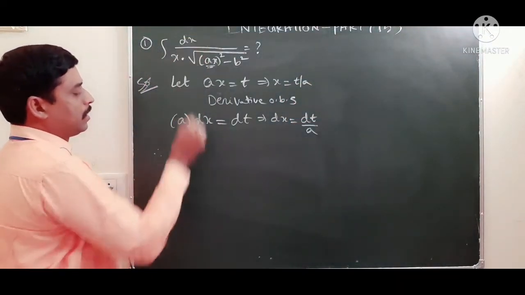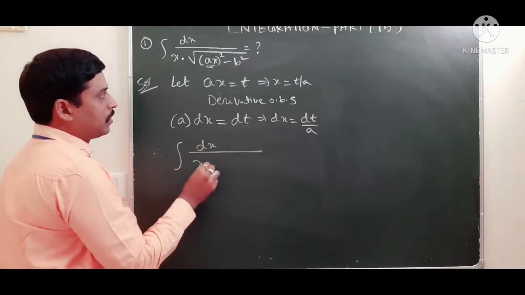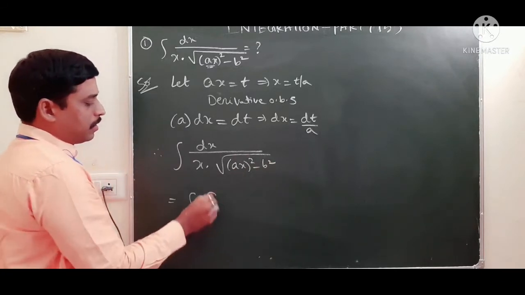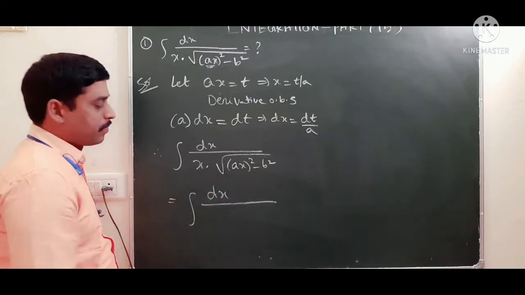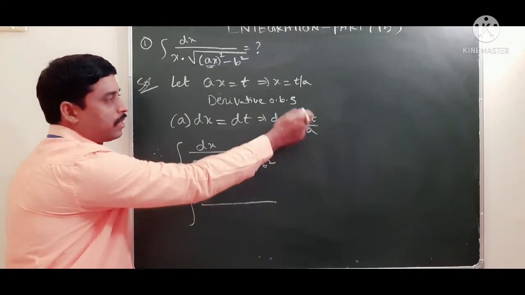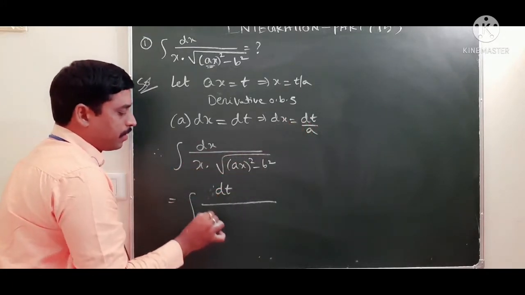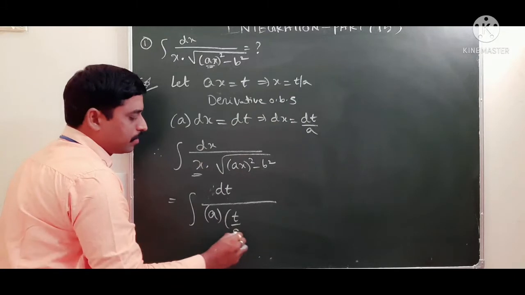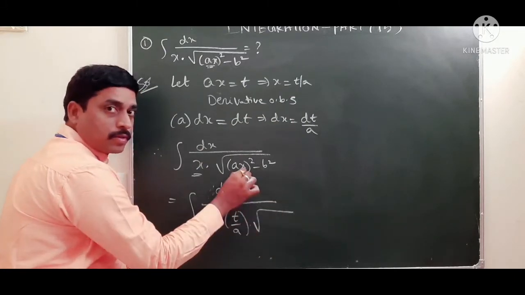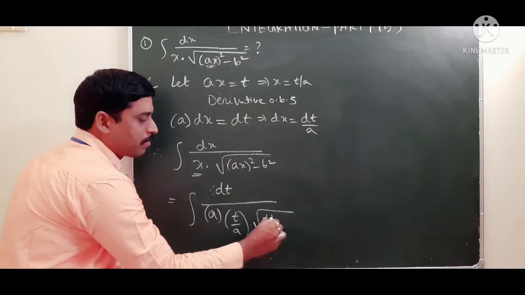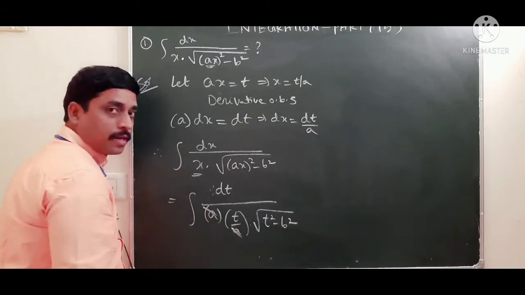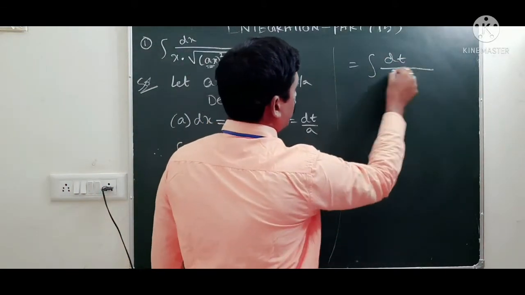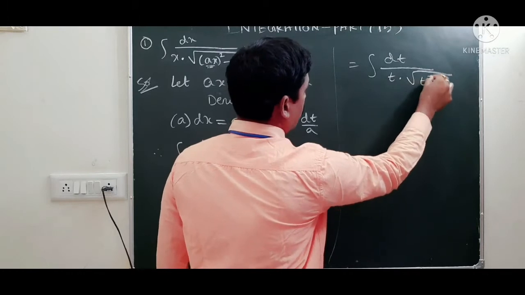What is the statement? Integral dx by x into under root (ax)² minus b². So this can be written with dx replaced by dt by a, and x replaced by t by a. Dt by a into t by a into under root (ax)² minus b², which can be written as t² minus b². One a gets cancelled. Integral dt by t times root t² minus b².